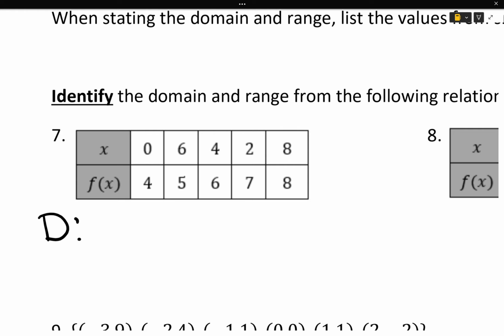Squiggle. And we just learned that f of x is the same thing as y, so for our range, 4, 5, 6, 7, and 8. Don't forget to include commas.